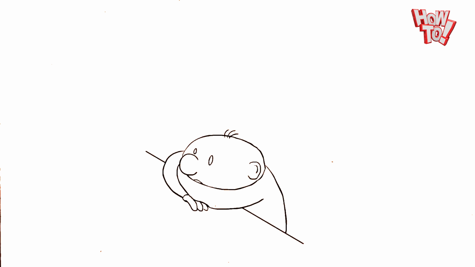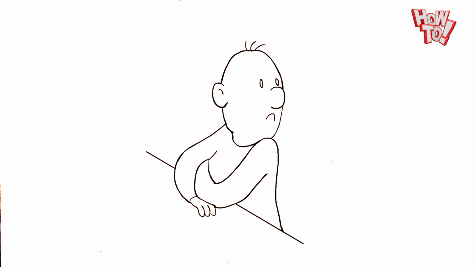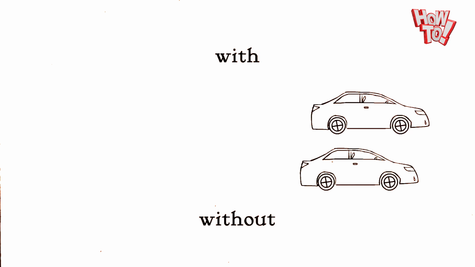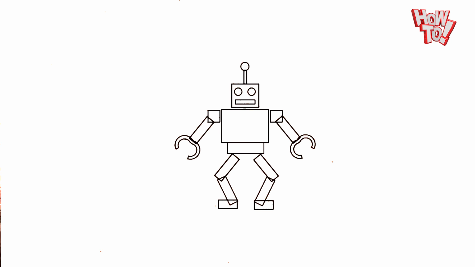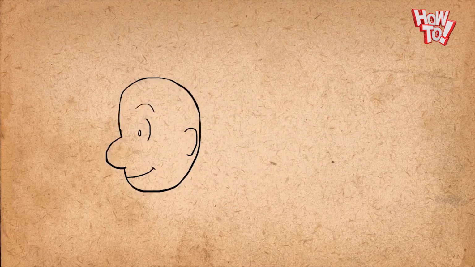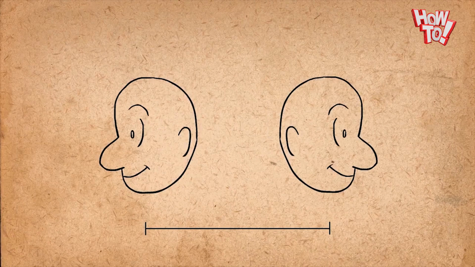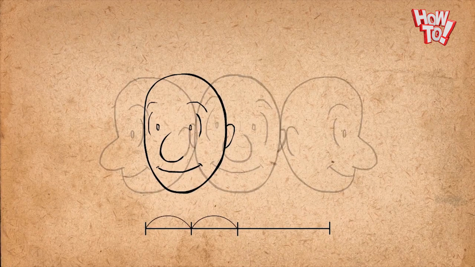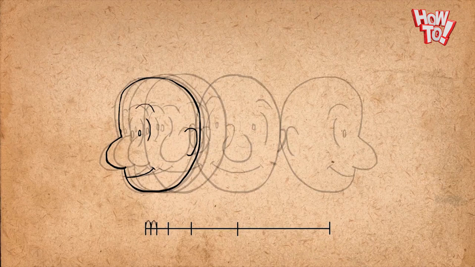So the next principle is called slow in and slow out. This principle refers to the way all movements start slowly, build speed and finish slowly. Without slow in and slow out, things feel mechanical. So let me give you a hint on how to apply this principle into the animation. You take your extreme pose, draw a single in-between, then an in-between closer to the extreme like this.